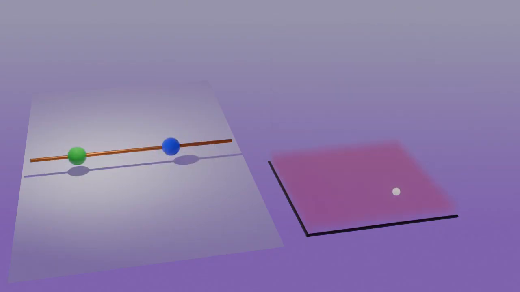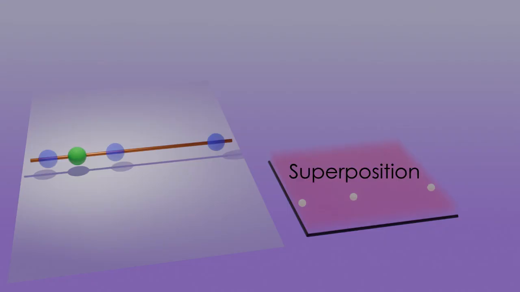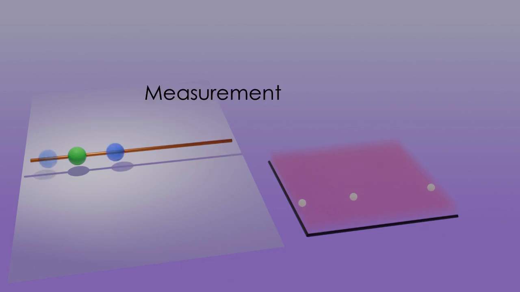Let's say we're not sure where the blue particle is. It could be in one of three locations. Then our wave function will also split into three parts. We have a superposition of three locations in configuration space. In physical space, we still only have one particle, but we're uncertain about the location. If we now measure the location, the wave function collapses to a single point.